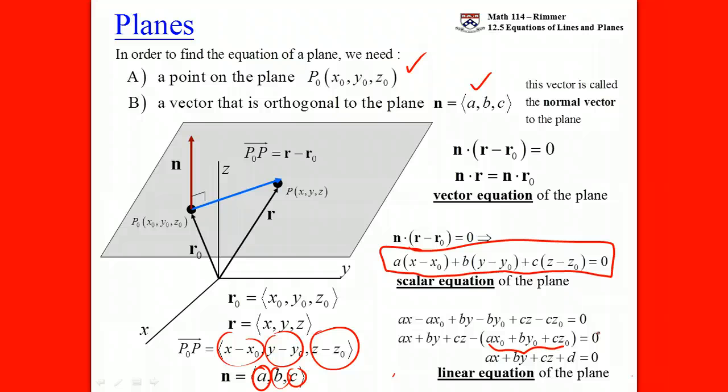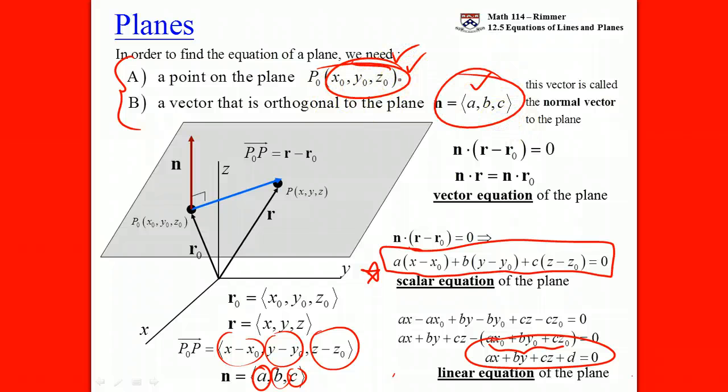Okay? So it's okay if you don't understand the derivation. I want you to be able to jump from knowing what you need, to knowing what to do with it, and then the end result. And 99% of the time, it's not a mystery what the point is. It's a mystery what the normal vector is. So let's see a couple examples of you finding the equation of the plane. If there are any questions.